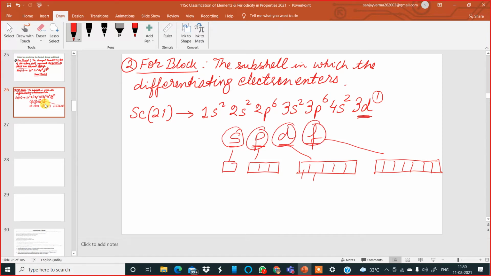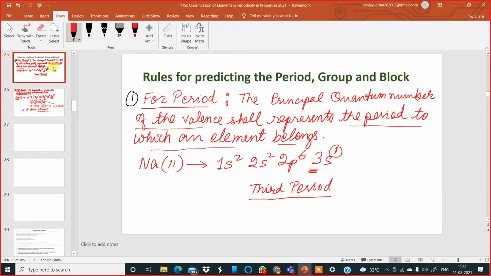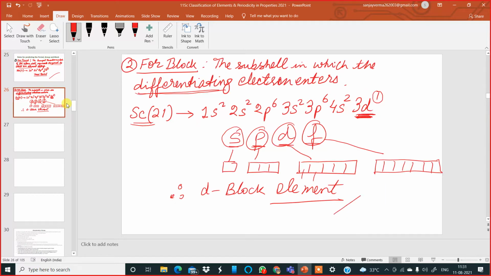Now, the differentiating electron in the case of scandium, which is also known as the valence electron, is entering which subshell? D. So therefore, it is a D block element. This is how you get the block. So we have understood how to get the period, and now how to get the block also, by taking the example of scandium.